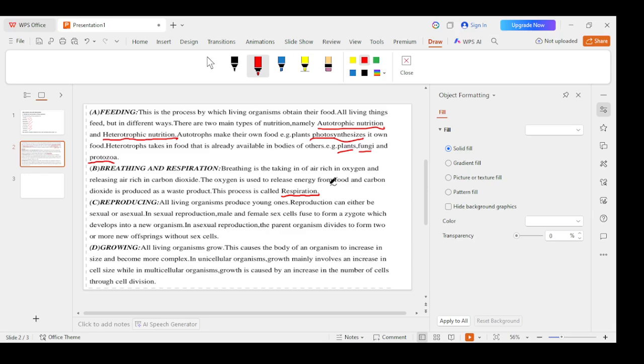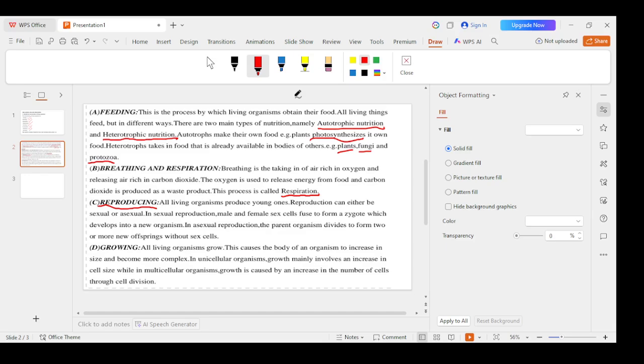Okay, let's look at another characteristic, which is reproducing. If you are following closely, we are here on reproducing. What is involved under reproduction?